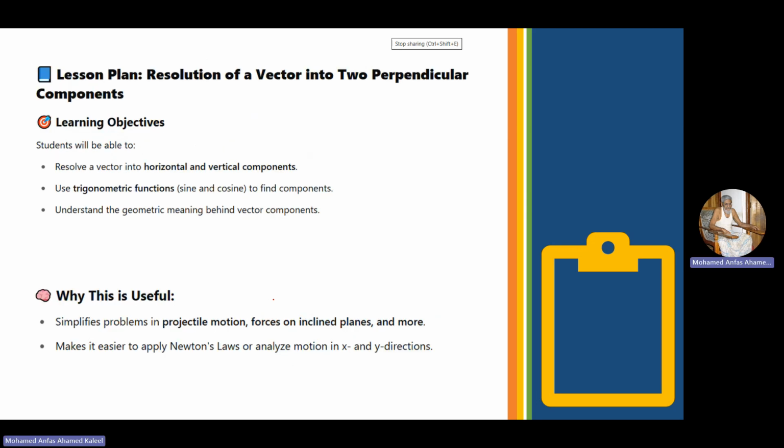Now the lesson: resolution of a vector into two perpendicular components. In this case, we resolve a vector into horizontal and vertical components. We use trigonometric functions to find the components, and we will understand the geometric meaning behind vector components. Why this is useful, we will see later.